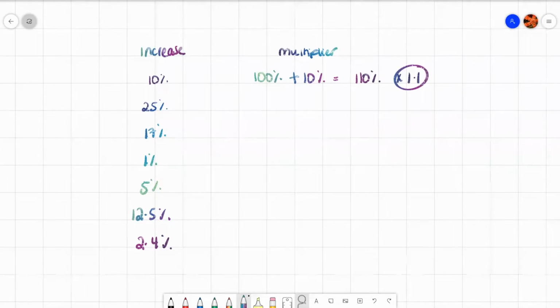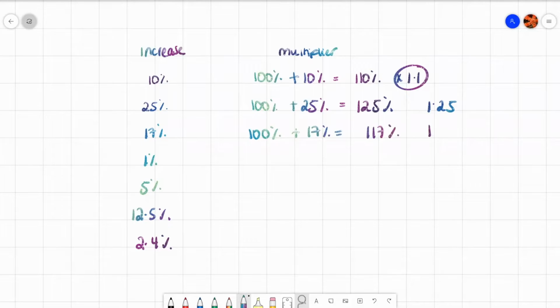What about 25%? Well, again, I'm going to do 100%, add 25%. That gives me 125%. That as a decimal is 1.25. So I would times my number by 1.25 if I'm making it bigger by 25%. 17% is the same. 100 plus 17 is 117%. That as a decimal is 1.17. Next one, 100% add 1% is 101%. That as a decimal is 1.01.